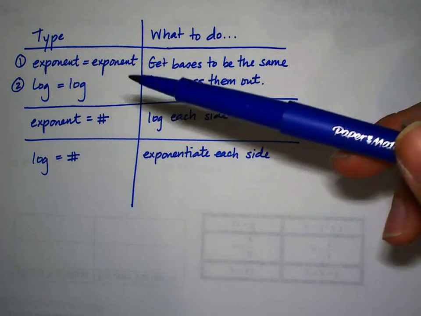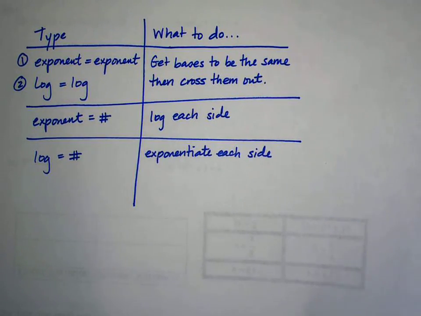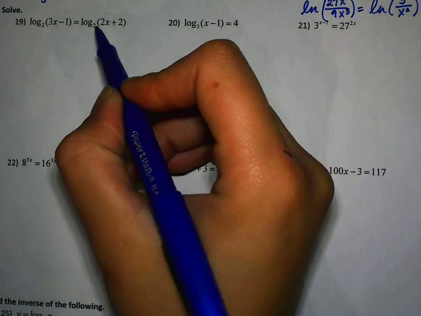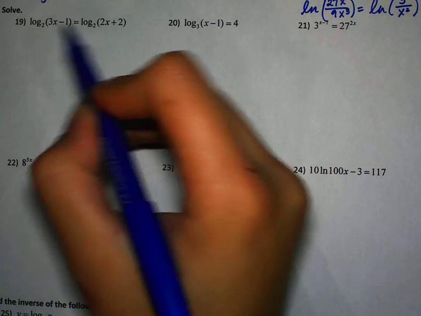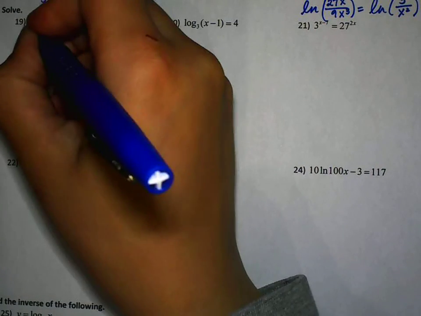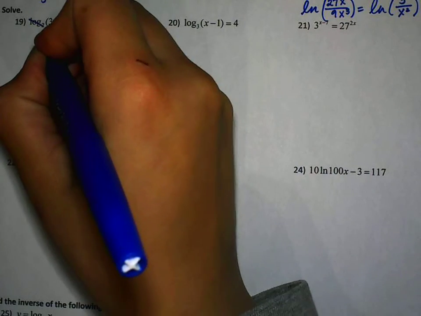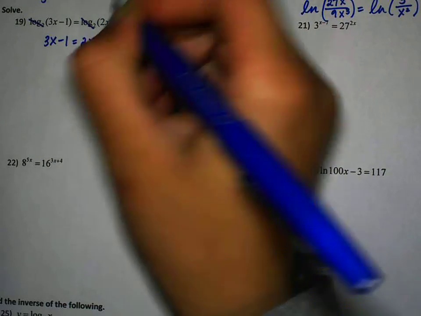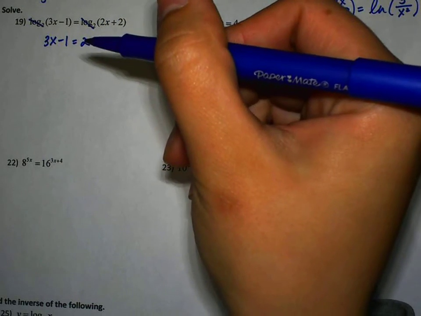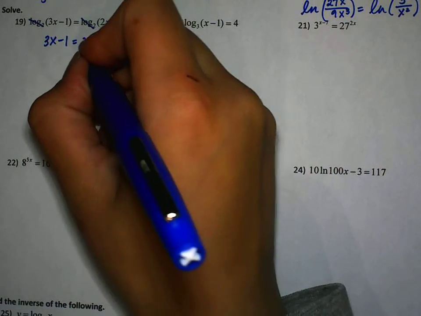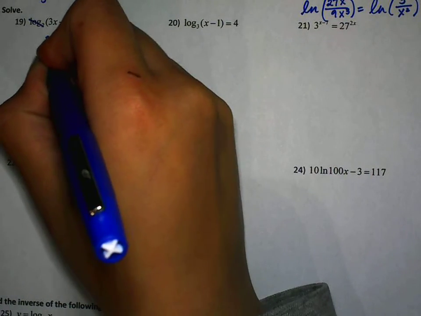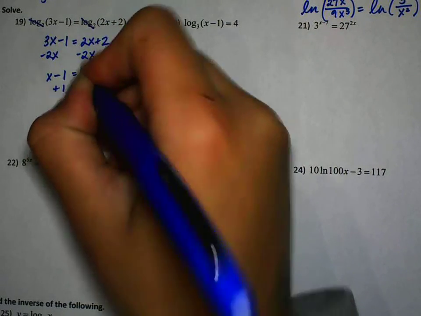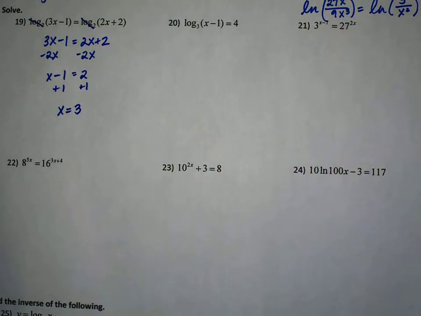Okay, so an example of this would actually be number 19. So notice, I have a log on one side, a log on the other. Since their bases are already the same, they're both 2, I can just cross them out and focus on the arguments. So I have 3x minus 1 is equal to 2x plus 2. And now it's just an Algebra 1 problem. I'm going to get all the x's on one side, constants on the other. So I'll subtract 2x, add 1, and that just equals 3.